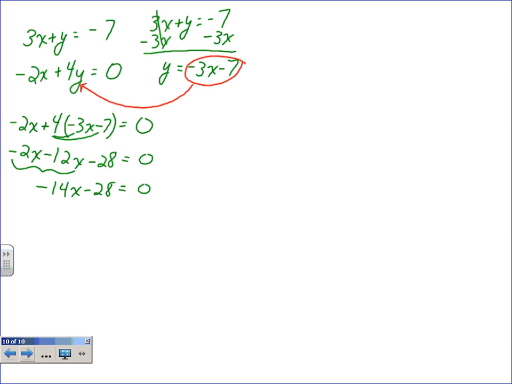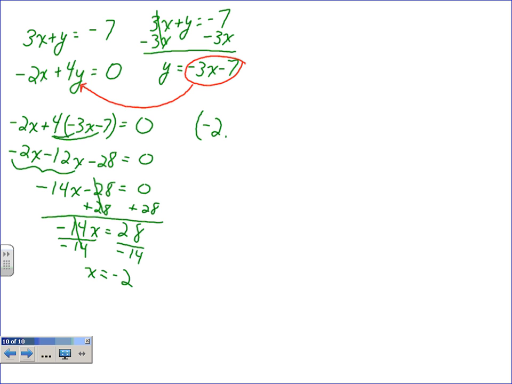I strongly suggest you guys show your work, because there is a chance to make errors. Add 28 to both sides. Negative 14x equals 28, and divide by negative 14. So x equals, what is 28 divided by negative 14? Negative 2. Okay. My solution, negative 2, that's what x is. I just found out what x was.